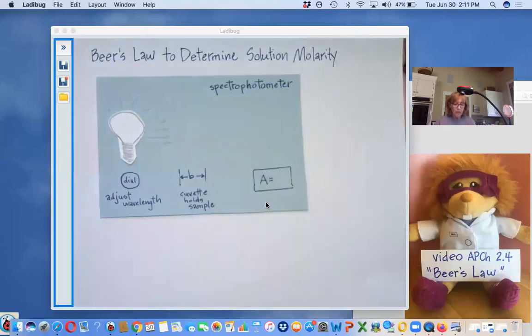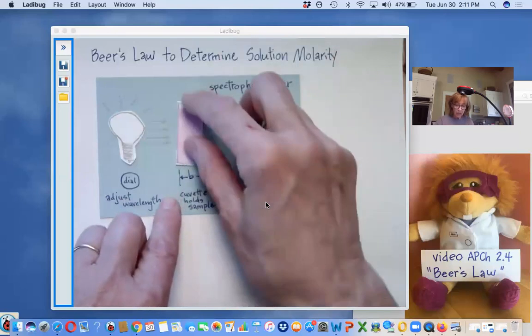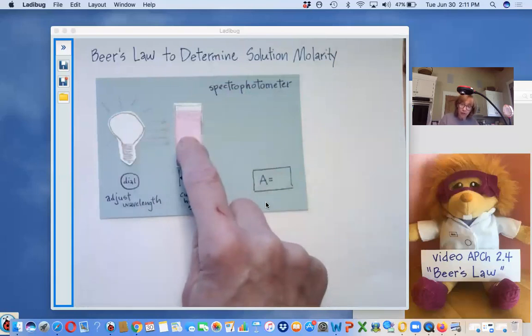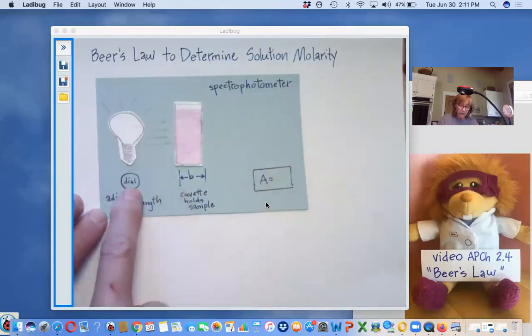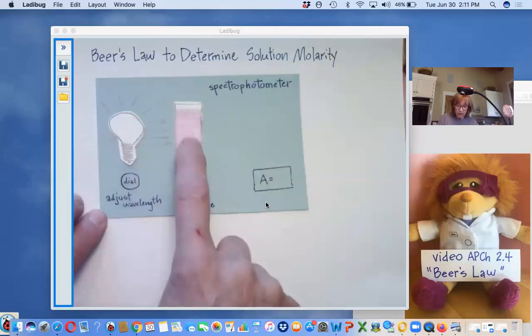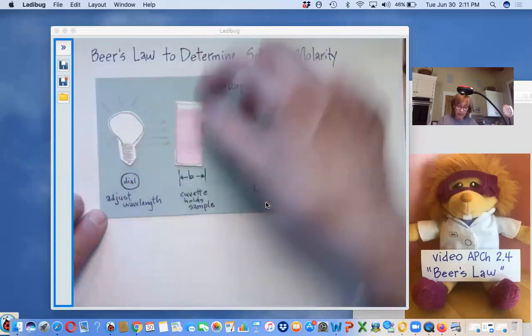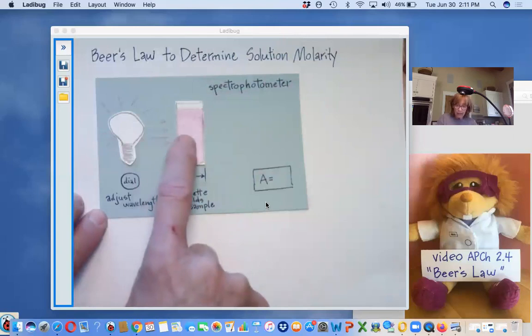Beer's law takes advantage of the fact that if you shine light through a colored solution, some of that light will be absorbed by the colored molecules in the solution. So this instrument is called a spectrophotometer, and inside is a light source. On the outside is a dial where you can adjust the wavelength of light that is traveling to the solution. And then the solution is inserted in this little test tube called a cuvette.